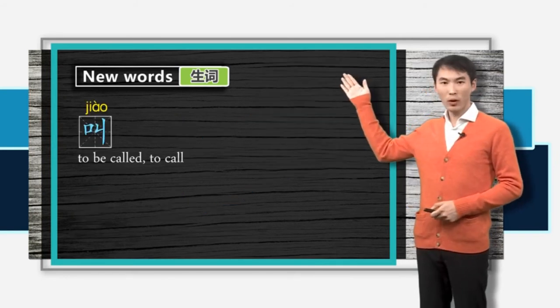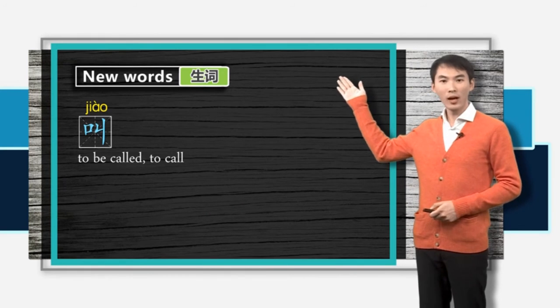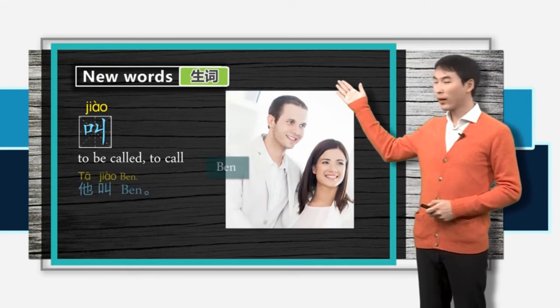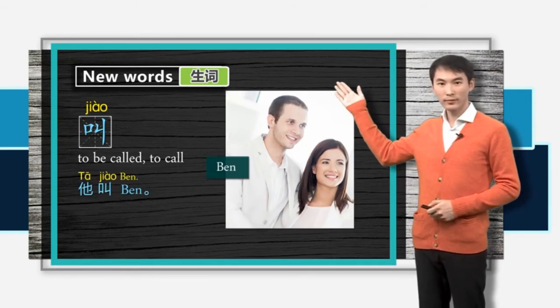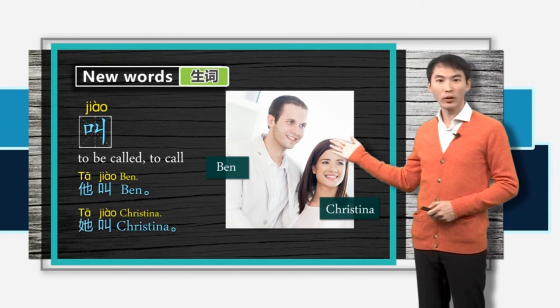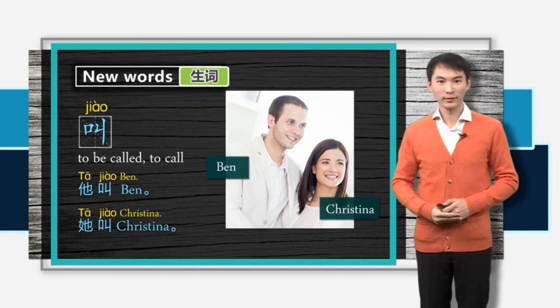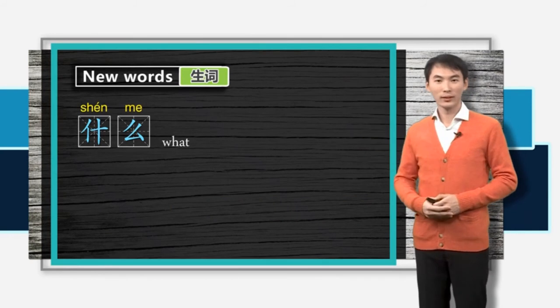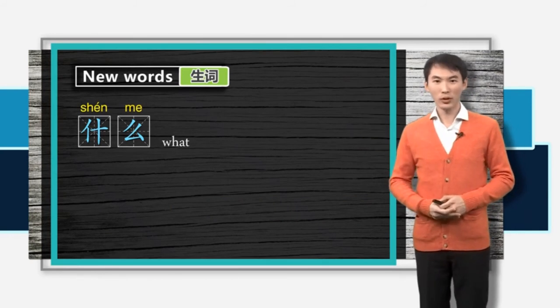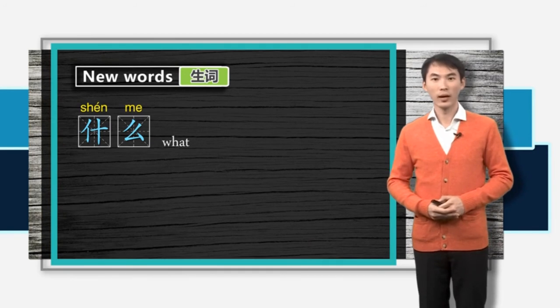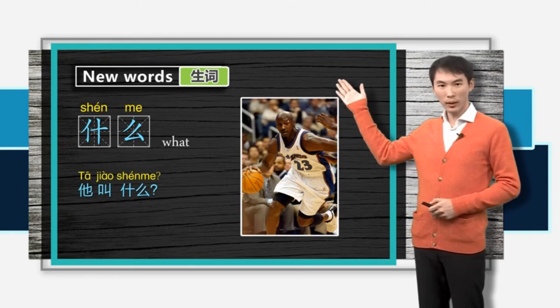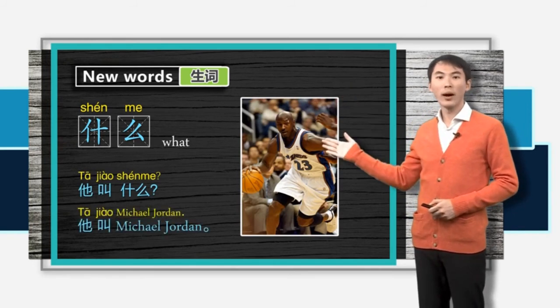叫 to be called. 跟我读叫. 他叫 Ben. 她叫 Christina. 什么 What? Here, 么 is a neutral tone. 跟我读什么. 他叫什么? 他叫 Michael Jordan.